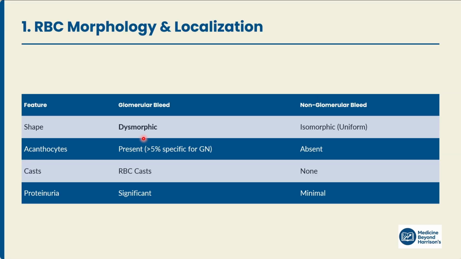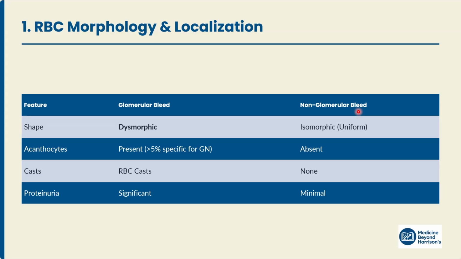First and foremost thing is the RBC morphology. When you see a urine routine with blood present, look for RBCs in the urine. When the RBCs are present, you need to look for the shape of the RBCs in the urine, whether they are dysmorphic or isomorphic. If they are isomorphic, it will suggest that the bleeding is beyond the glomerular basement membrane.